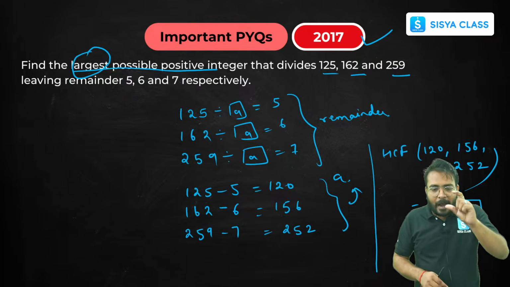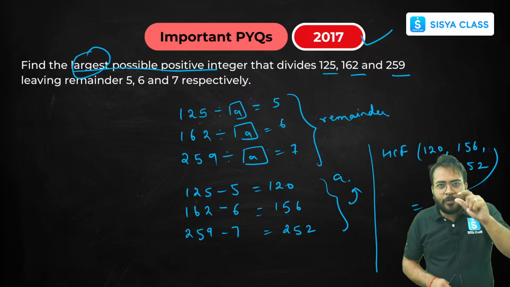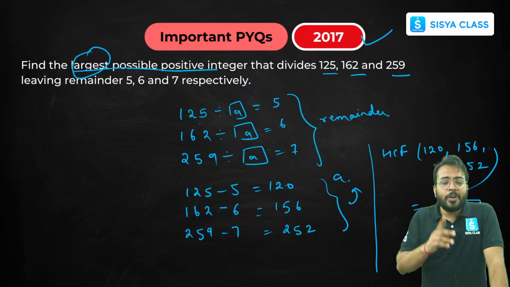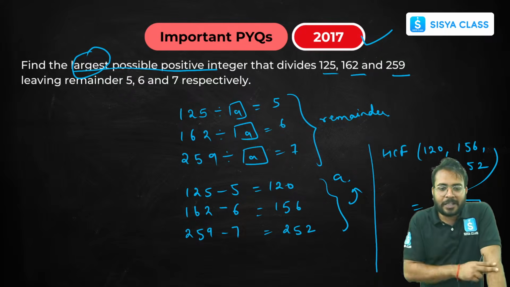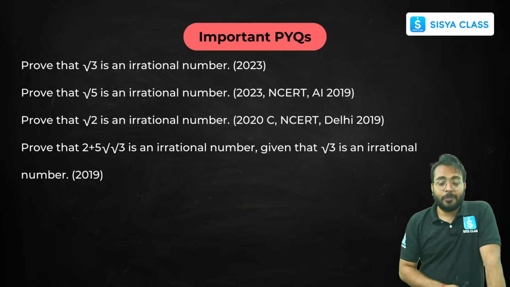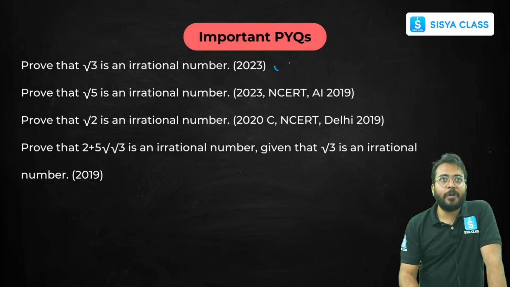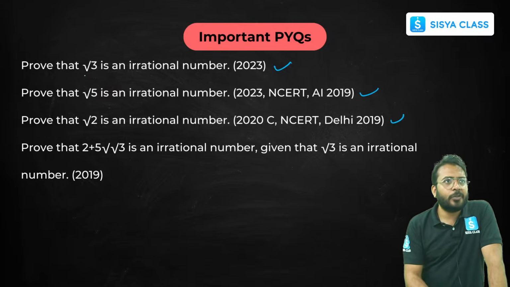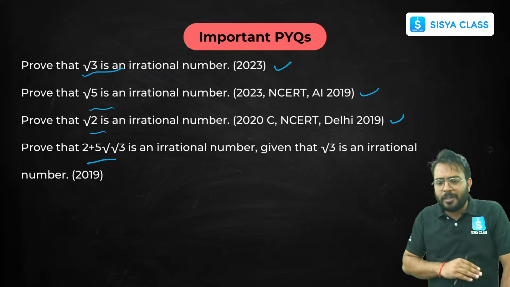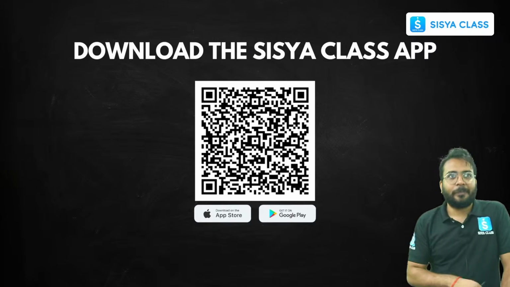All right, and with the same number, if you divide 125, 162 and 259, you are going to get 5, 6 and 7 as the remainder. All right, yeah, okay, fine. So here, some important PYQs are there, beta, some important PYQs, so you can just go through these important questions. Already we have seen this question in the example, but these questions have already been asked in the previous years. All right, fine.